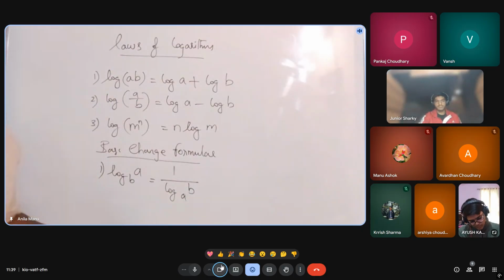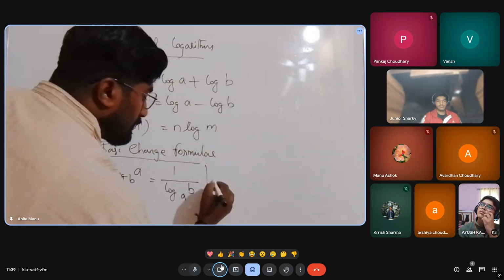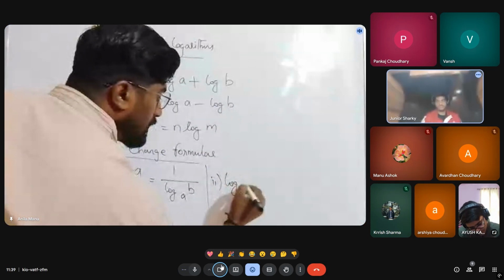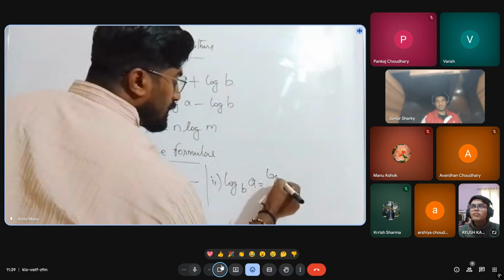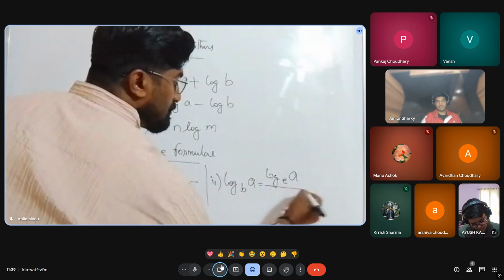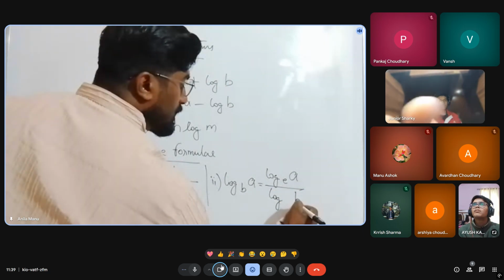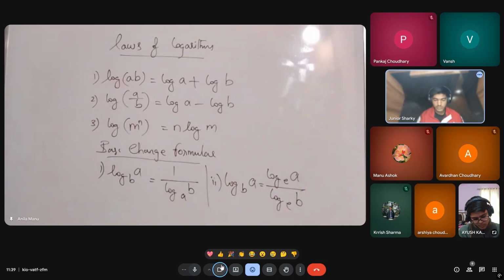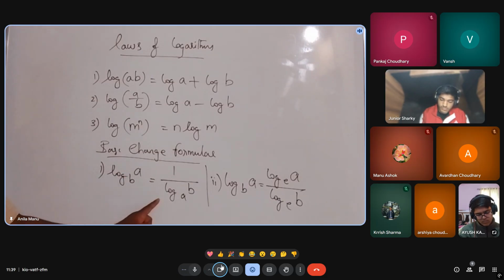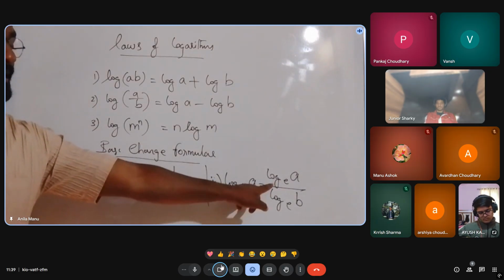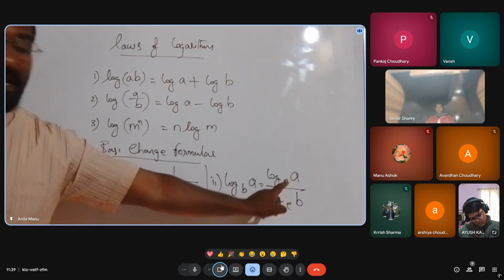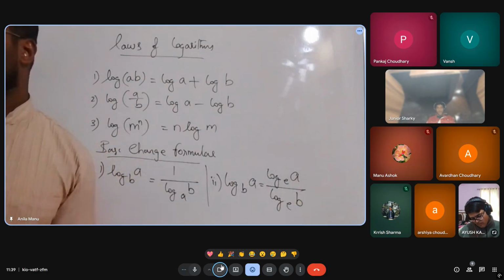And the second property is very, very important. Log a to the base b can be written as log a to the base e by log b to the base e. First one, log a to the base b is 1 divided by log b to the base a. Then log a to the base b can be expressed as log a to the base e by log b to the base e.